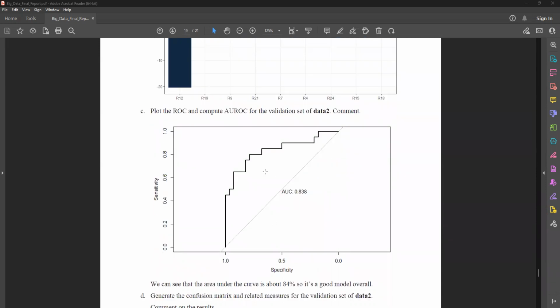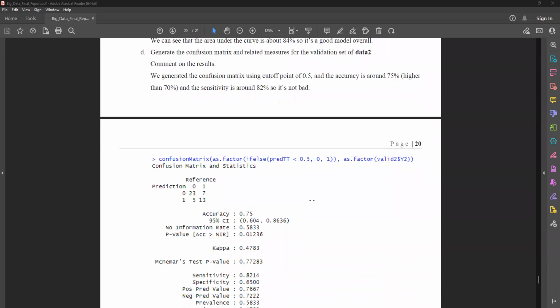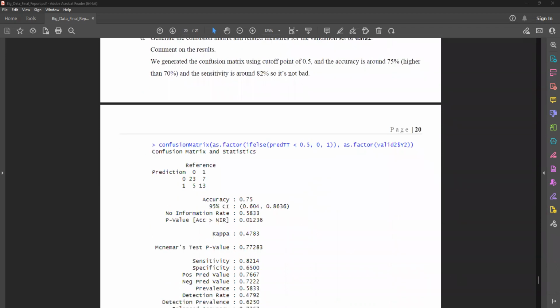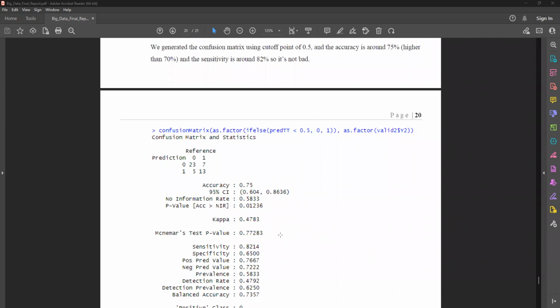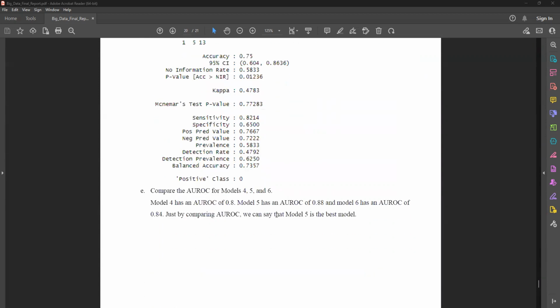The area under the curve for this model is 0.83, which is also not bad. So it's a good model overall. Looking at the confusion matrix, the accuracy is 0.75, which is the lowest among the models, and the sensitivity is 0.82. Comparing the area under the curve, model 5 has the highest at 0.88, and the lowest is actually the first CART model with only 0.8.